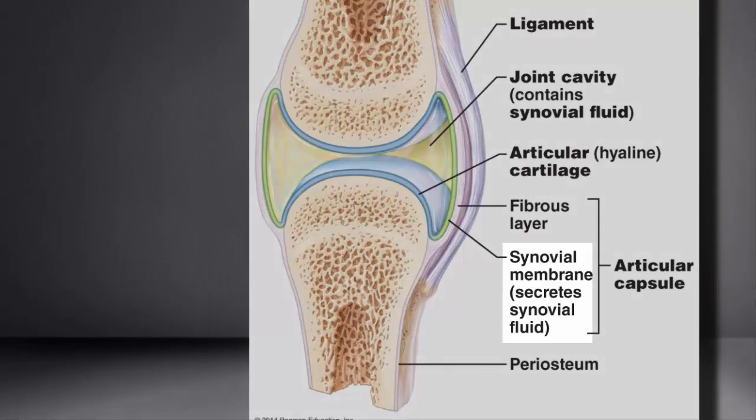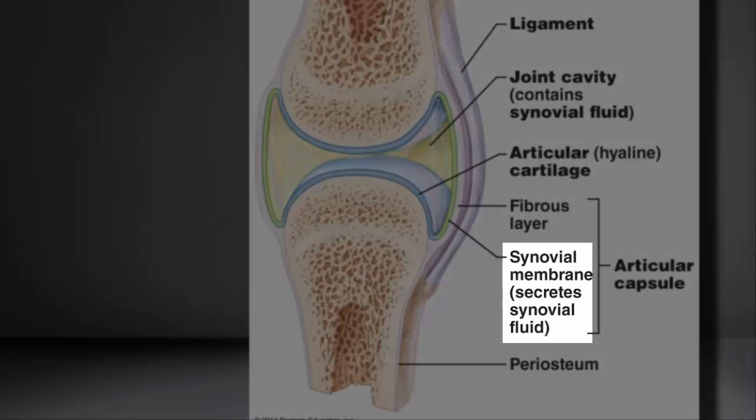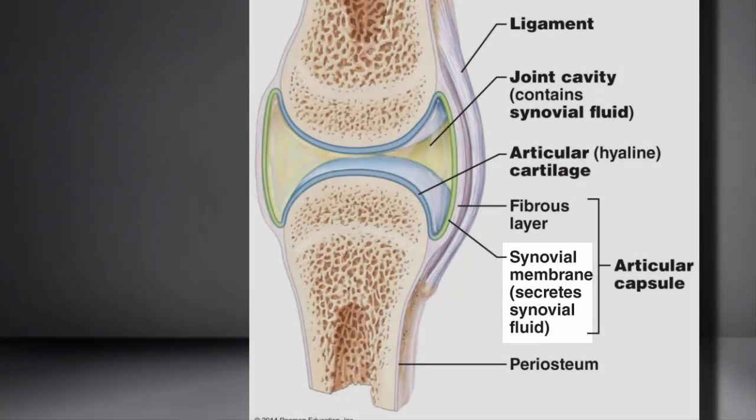The term synovial comes from the prefix syn, which means together, and the root word ovi, which refers to egg, because the fluid resembles egg white. The synovial fluid is essential to the proper function of a synovial joint, and we will discuss in greater detail in class the importance of this fluid.